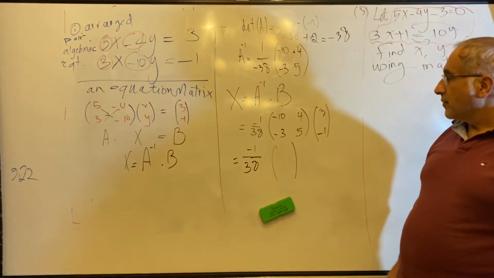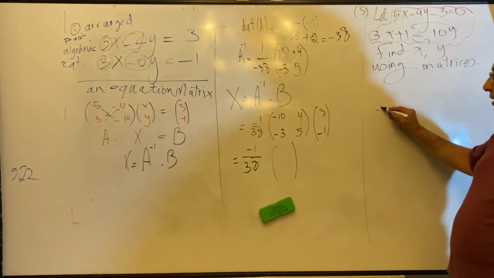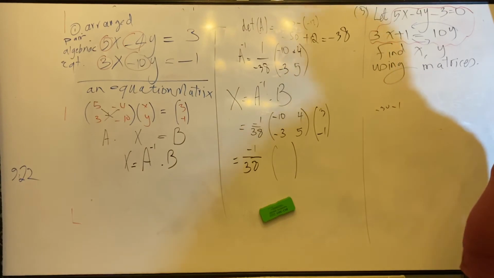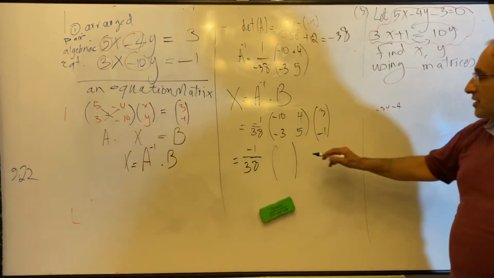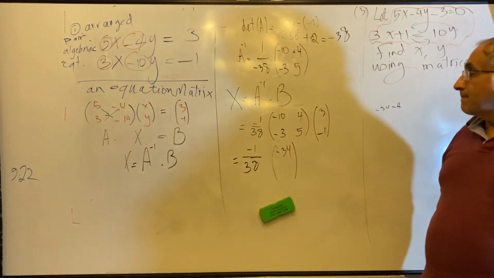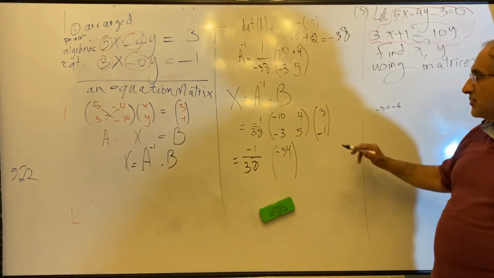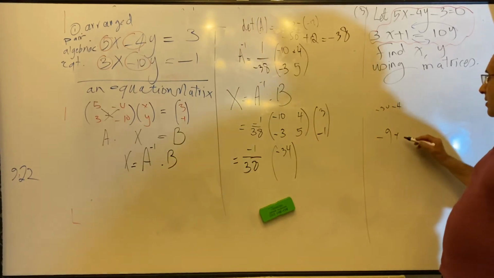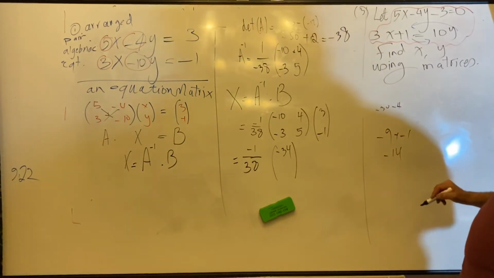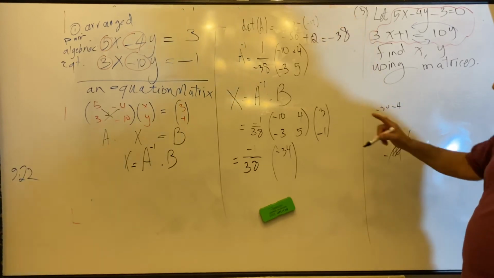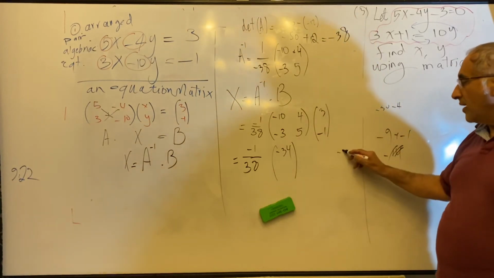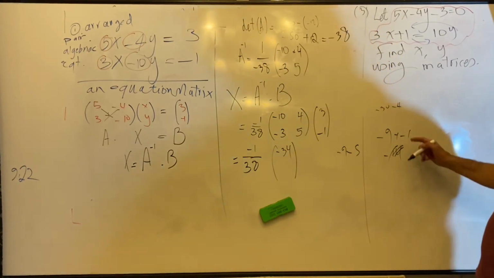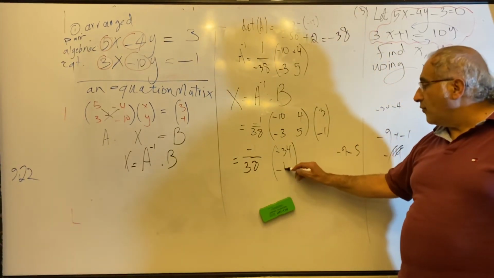Now, ready? Negative 10 times 3, negative 30. Plus 4 times minus 1, minus 4. So the answer is minus 34. Let's go to the next one. Negative 3 times 3, negative 9. Plus 5 times negative 1, negative 5. So it is negative 14. I wrote it wrong by mistake because I was thinking here.